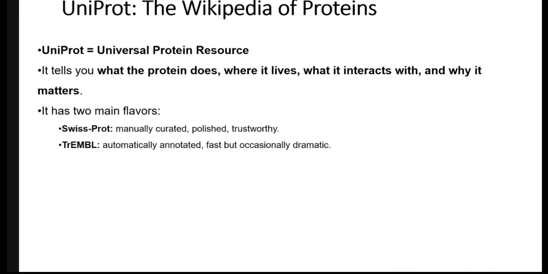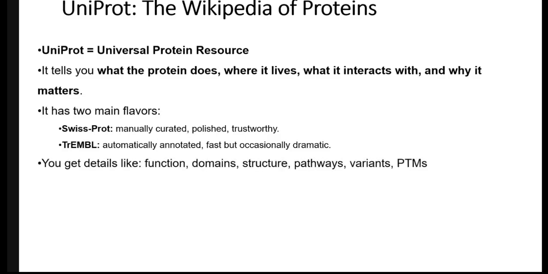Then there are mainly two flavors. One is SwissProt, which is the curated one: the manually curated, polished, trustworthy proteins. And then we have TrEMBL, or the translated ones. These are more about the predicted structures. These are not manually curated, right?